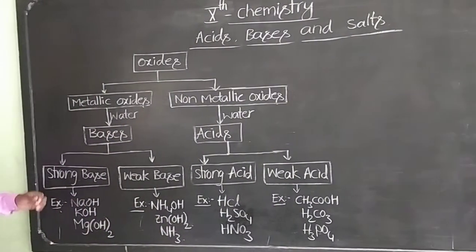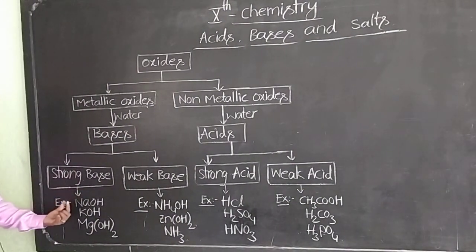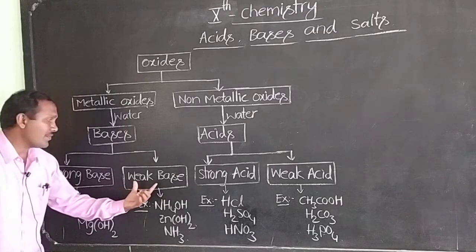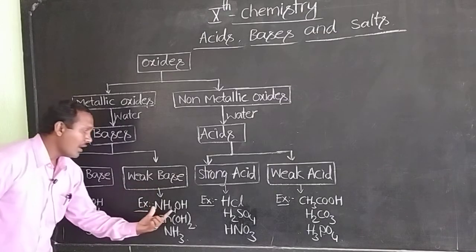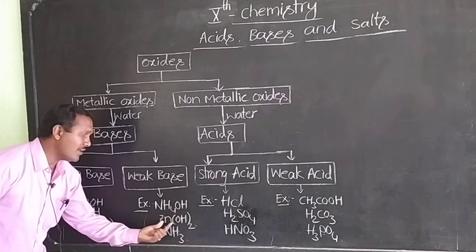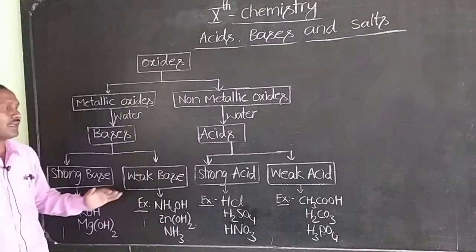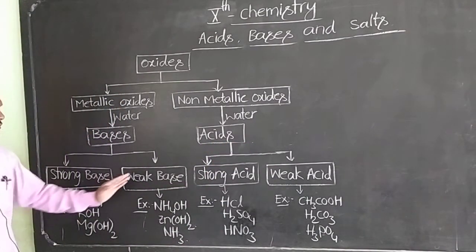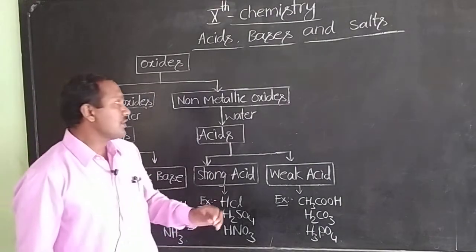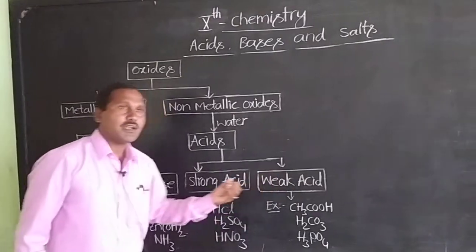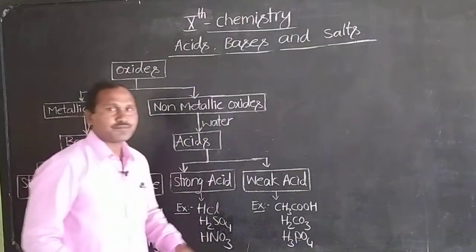In the same way, strong bases. Some examples are NaOH, KOH, Mg(OH)2. Some examples of weak base: ammonium hydroxide, that is NH4OH, zinc hydroxide, Zn(OH)2, and ammonia. So these are the examples of strong acid, weak acid, strong base and weak base. First I would like to explain strong acid, strong base, weak acid and weak base.